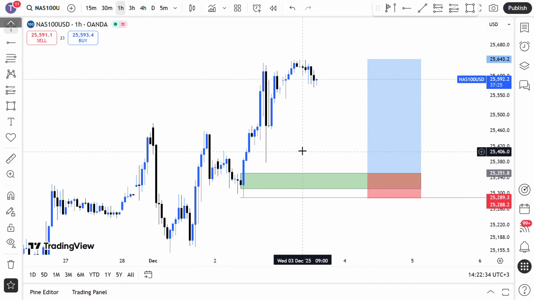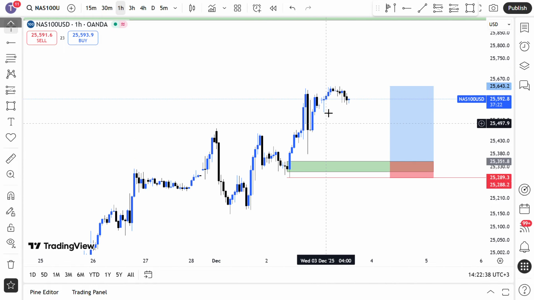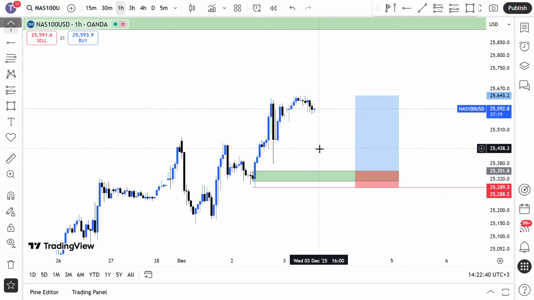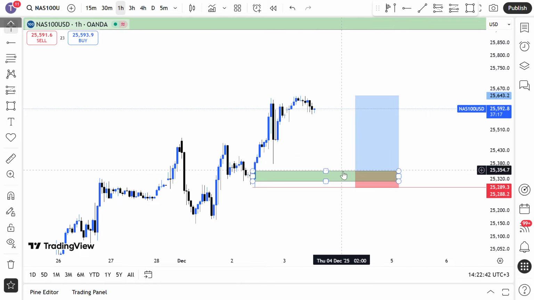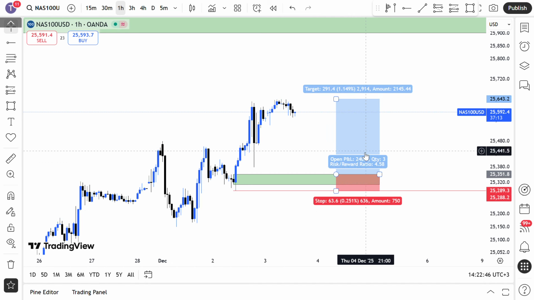So that is my analysis on NAS 100. I want to see price coming back down. Let's say maybe in the New York session, price will come back down and then react from this area, and I will take my buys from this area to the upside.